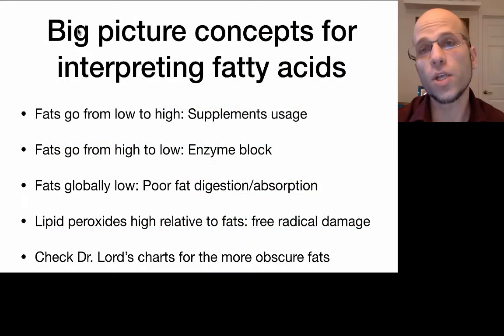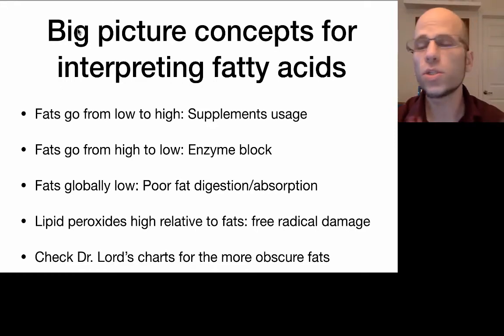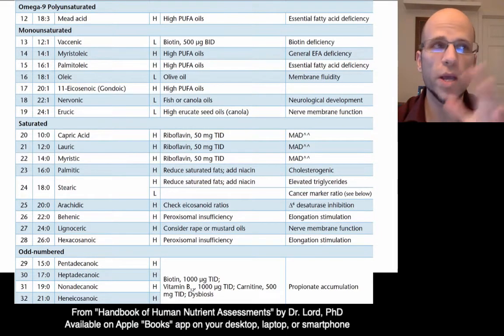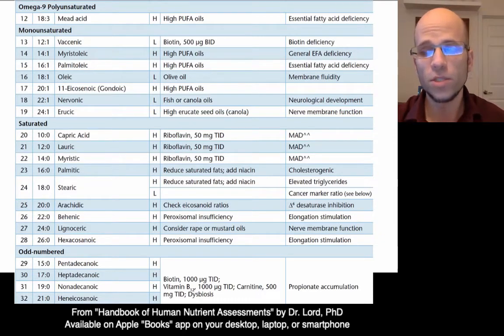The fifth concept is for all the more obscure fats outside of omega-6s and omega-3s and so on: just use Dr. Lord's charts, whether that's in the ion panel or organics interpretation guides from Genova or from Dr. Lord's book. Don't sweat all the nuances of the other more obscure fatty acids. Just look at the charts and just use common sense.